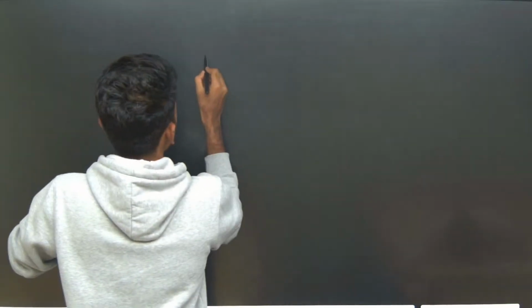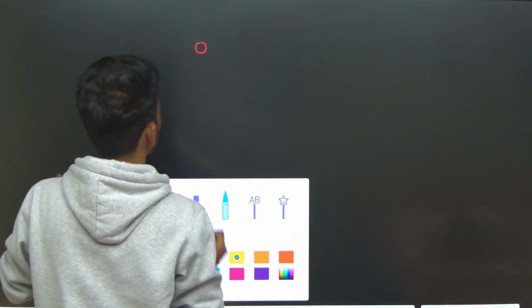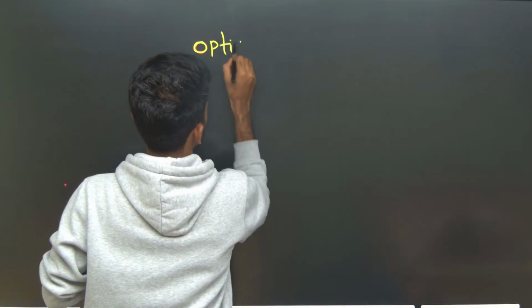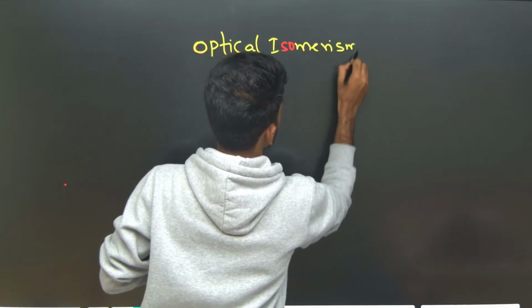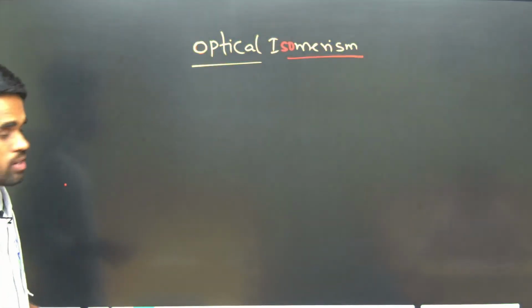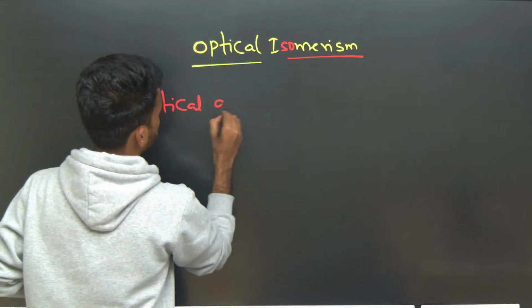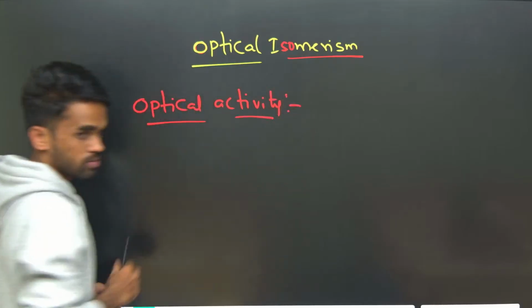So today we will be discussing optical isomerism. When it comes to optical isomerism, we need to understand optical activity. Do you have any idea what optical activity means? What do we mean by optical activity? I gave a little introduction about optical activity in the last class.